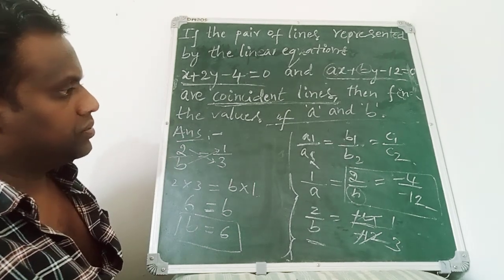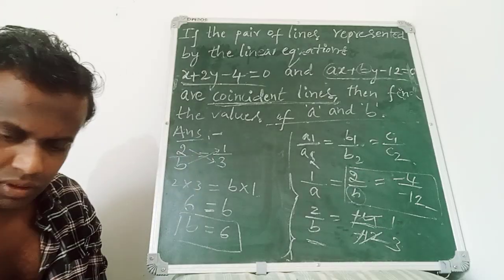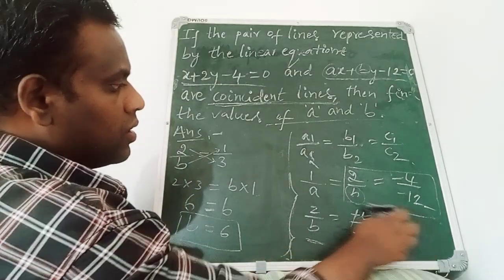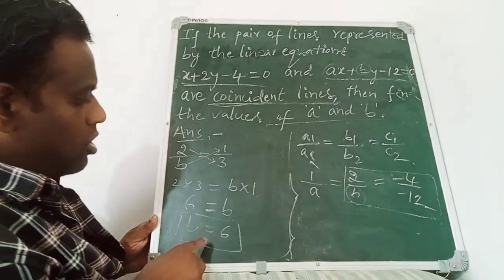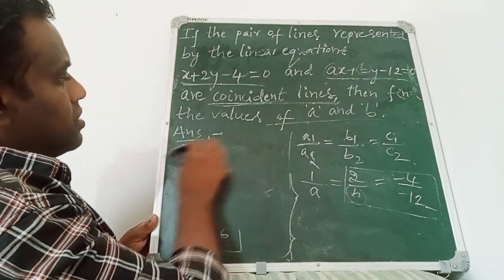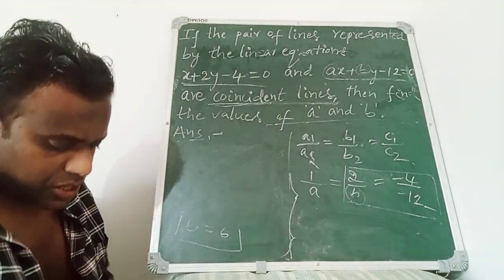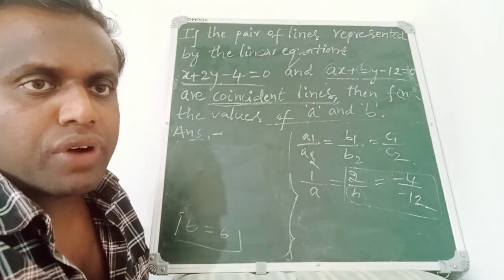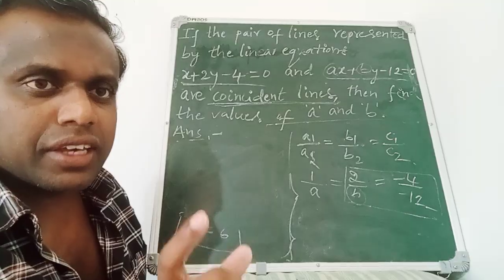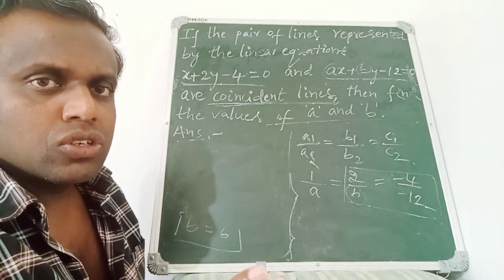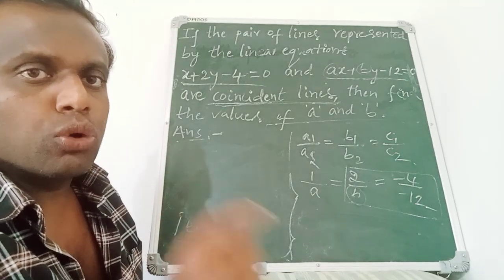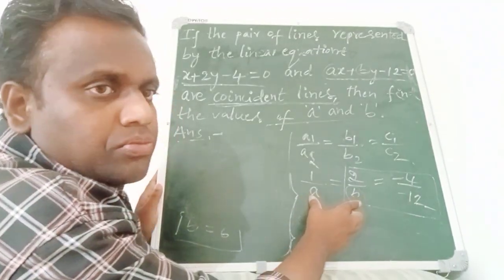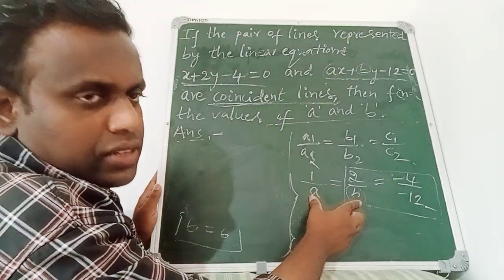Next, we got b is equal to 6. I will just erase this. Next we want a. Now again we have to select two fractions along with the equal sign so that there is only one unknown. See, now I can select these two. These two fractions I can select.